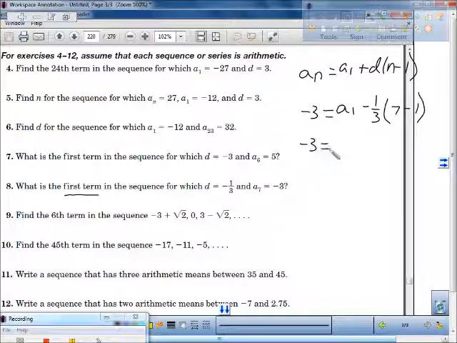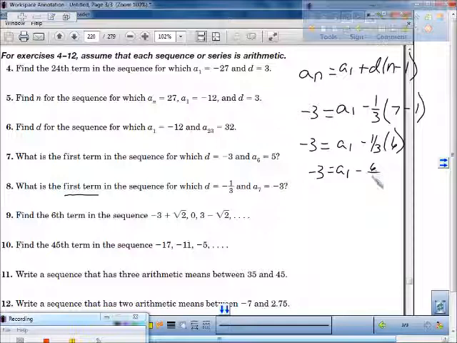Alright, so negative 3 is equal to a1. Go ahead and combine this so that we get 1/3 times 6. Multiply 1/3 times 6, so we end up with 6 over 3, because we put the 6 over 1, multiply the top, multiply the bottom. So that's going to end up being 2 for us. So negative 3 is equal to a1 minus 2. Add 2 to both sides. And a1 is equal to negative 1.